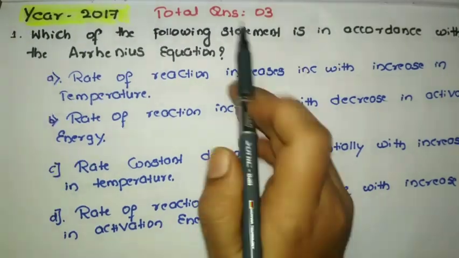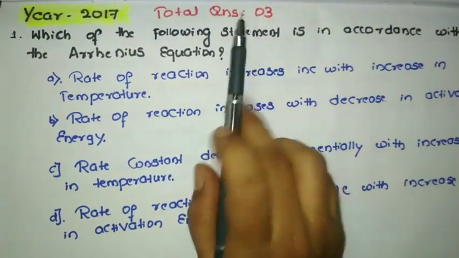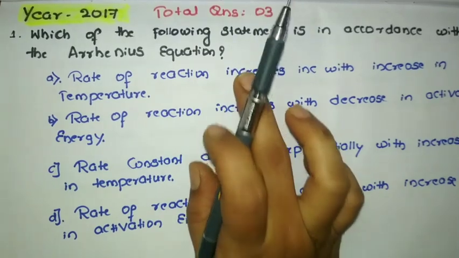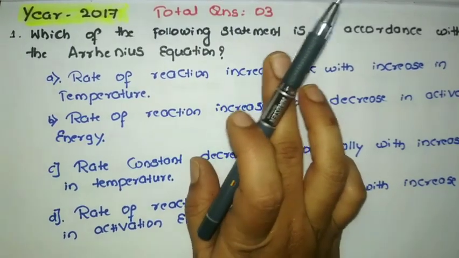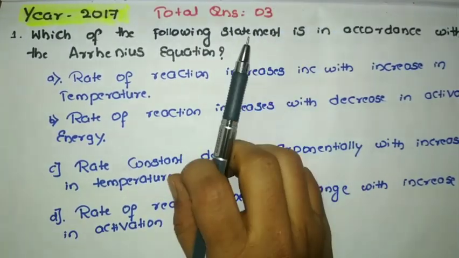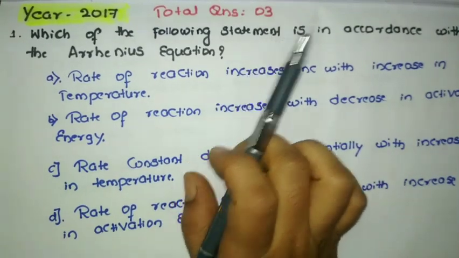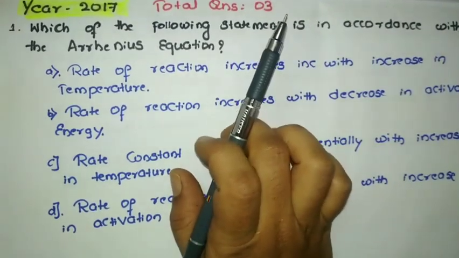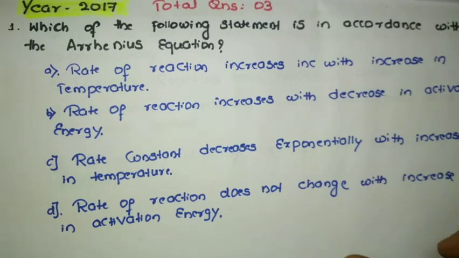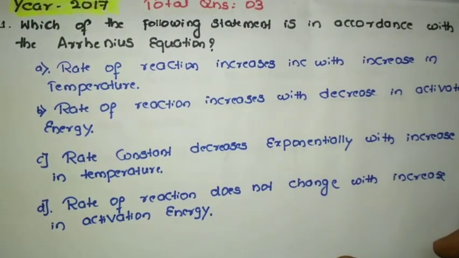The total questions asked were 3, and the questions were based on the rate of a reaction, the activation energy and the order of a reaction, as I had told before. Let us move to the first question: which of the following statements is in accordance with the Arrhenius equation? Quite a simple question.